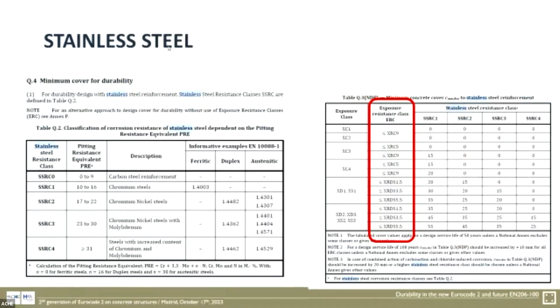Stainless steel is the same. We have first the types of steel, the stainless steels that are considered here, because there is not only one type of stainless steel, there are different alloys, and you have the tables for the different types, and there is this table in Annex Q that gives the exposure-resistant classes that you can apply with the corresponding cover depths. Also pay attention, this is cover depth for durability. We also have the cover depth for bond and other types of cover depths later on.